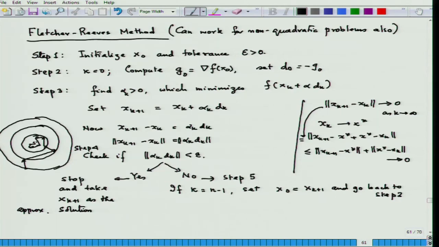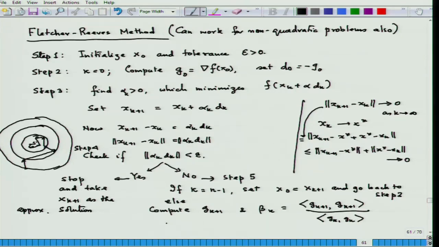If k is equal to n minus 1, so we have not reached our solution in n minus 1 steps, then we have to again restart the procedure. Else, compute g k plus 1 and beta k is equal to g k plus 1 over g k. That is a nice one.